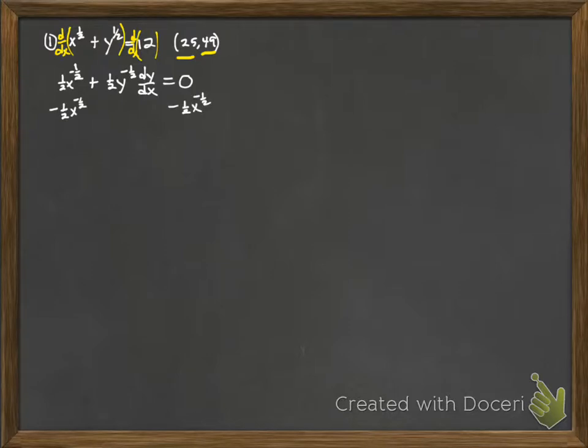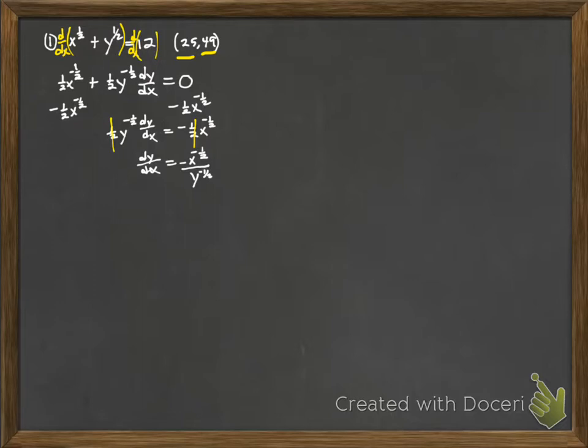Then we try to get dy dx by itself. So I subtract the 1/2 x to the -1/2 from both sides. Here's what I get. Notice the 1/2s on both sides cancel. I'm going to divide by y to the -1/2. Just dividing both sides, because y to the -1/2 is multiplied by dy dx. So I divide by it. Now dy dx is by itself. So good, we're ready to roll. That's a good looking derivative in there.